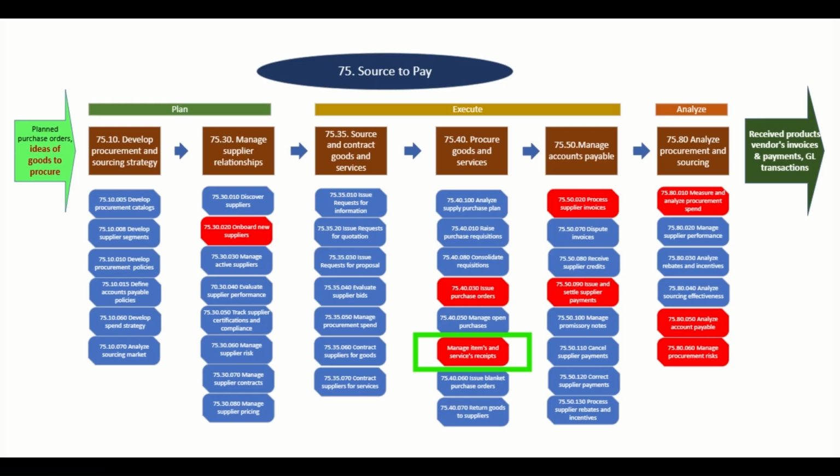The next step in the process is registering the physical receipt of items in the company. As always, there are several ways to do this. In our scenario, we will use the simplest option, registering the receipt of all purchased items from the purchase order form.